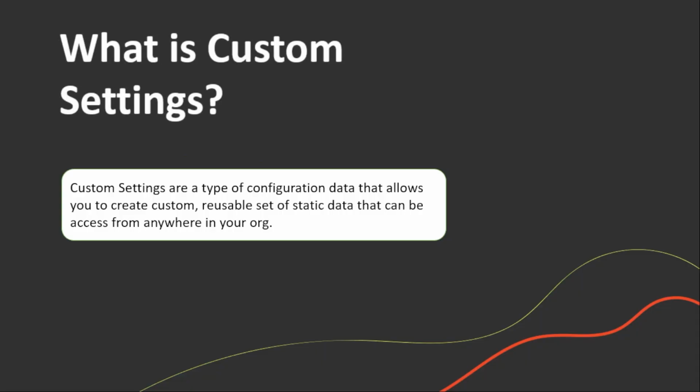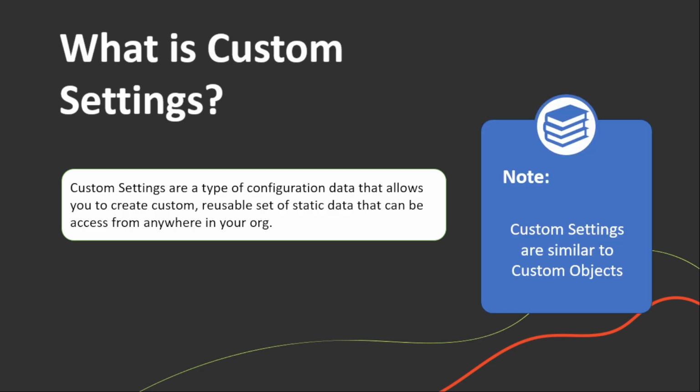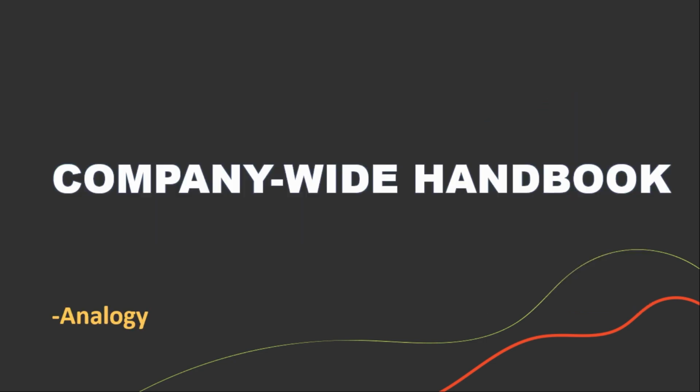Custom settings are a type of configuration data that allows you to create a custom reusable set of static data that can be accessed from anywhere in your org. So this is a definition, and definitions are never meant to be understood. But at a high level, what it means is that it is something which you can reuse in your org, right? So let's understand it in a more clear way with the help of an example. Also, custom settings are similar to custom objects. So the analogy we are going to use to understand it better is a company-wide handbook.